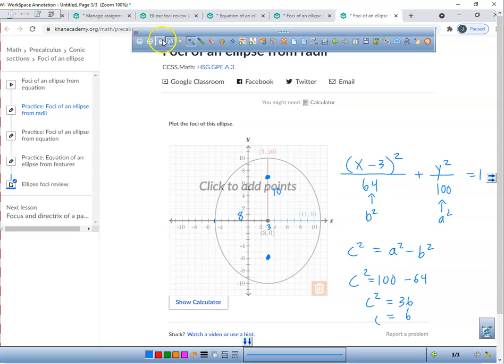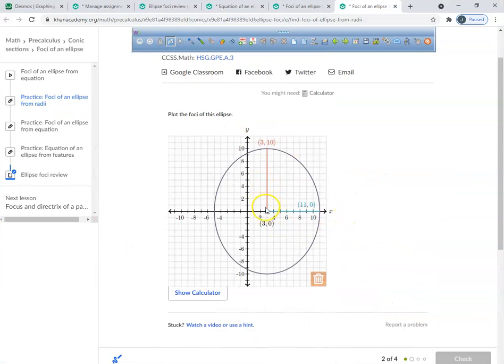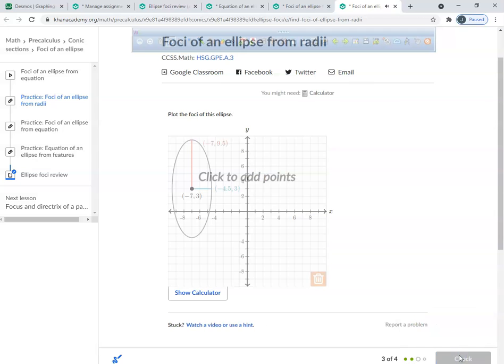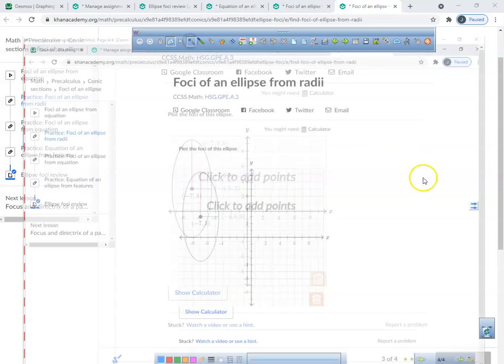Okay? So right here, I'm going to go up. From here, I got to go up 6. Here, I got to go down 6. Why do I have to go vertically? Because it's longer vertically than it is horizontally. All right? I'll do one more, and we'll just pause the video and move on. All right? So here we go.